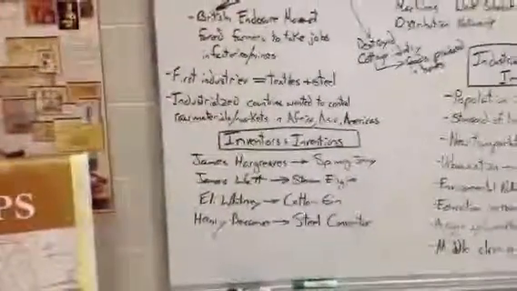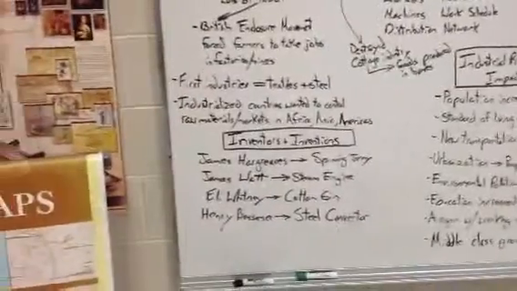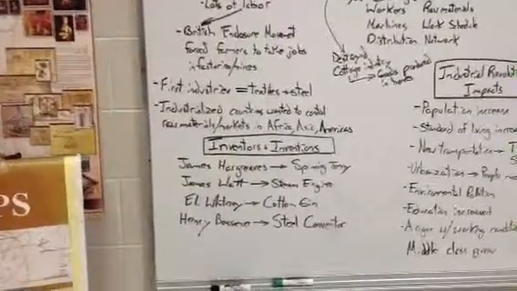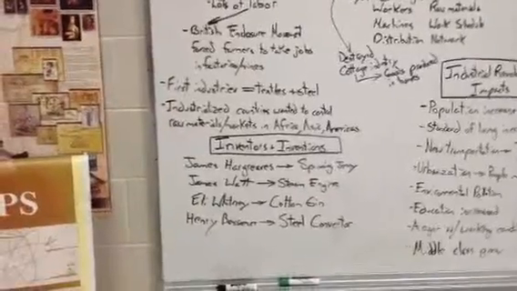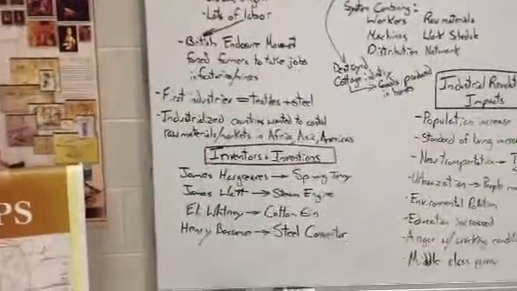With the Industrial Revolution, the first industries that we see are textile mills and steel production. Of course, after iron production, they start moving to steel production. Those are the first basic industries.